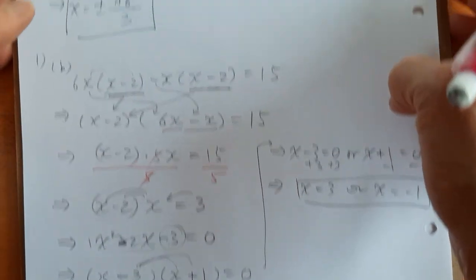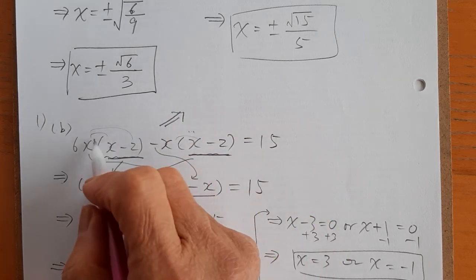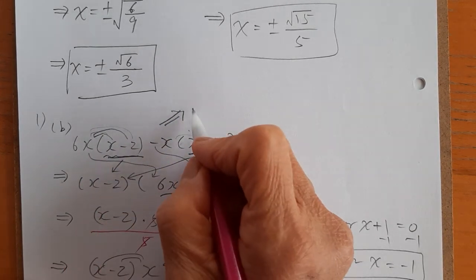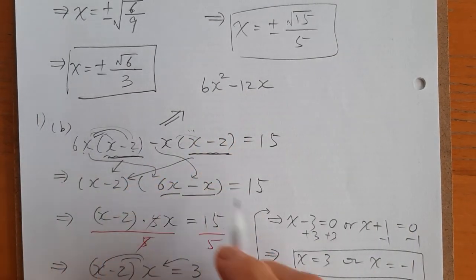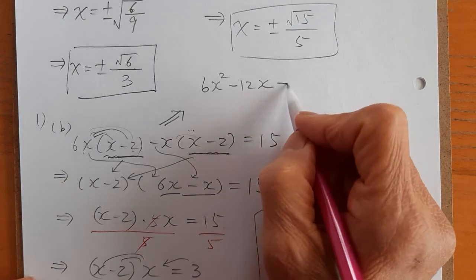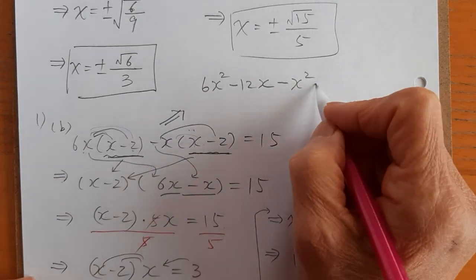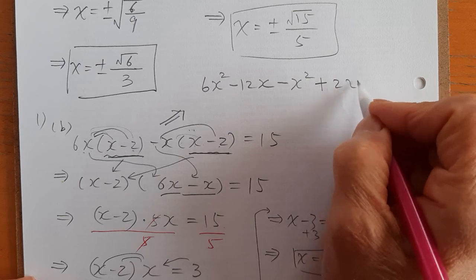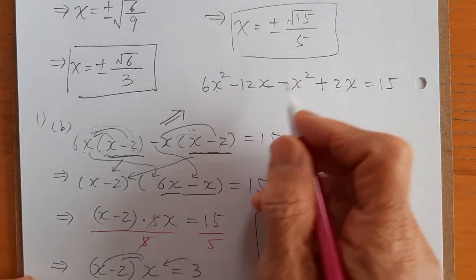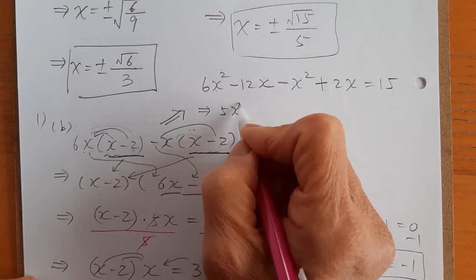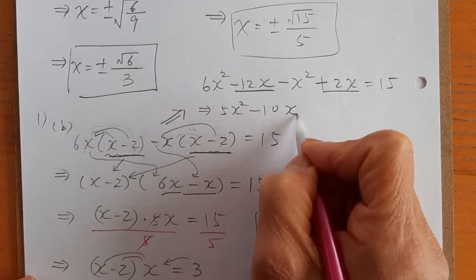So over here, you also can do the other way. You can use the distributive property, distribute in. You will get 6x squared minus 12x. 6x times negative 2 is minus 12x. Then minus x times x is minus x squared. And then minus times minus is a positive 2x. Then equals 15. From here, 6x squared minus x squared is 5x squared. And the negative 12x plus 2x is minus 10x.